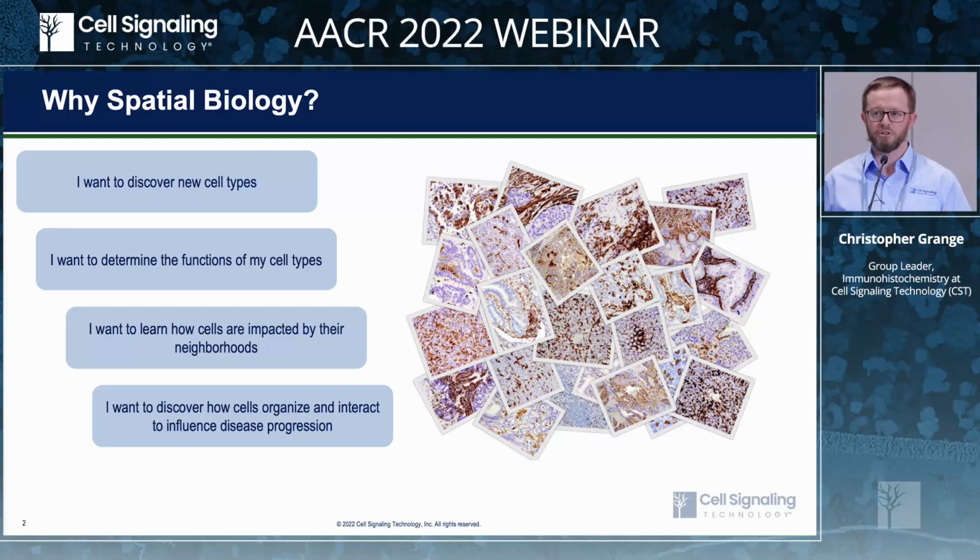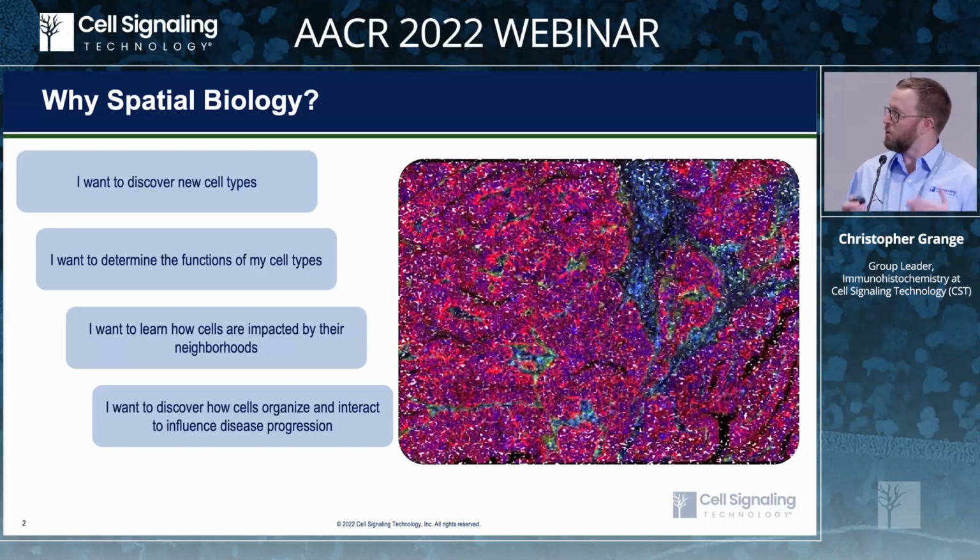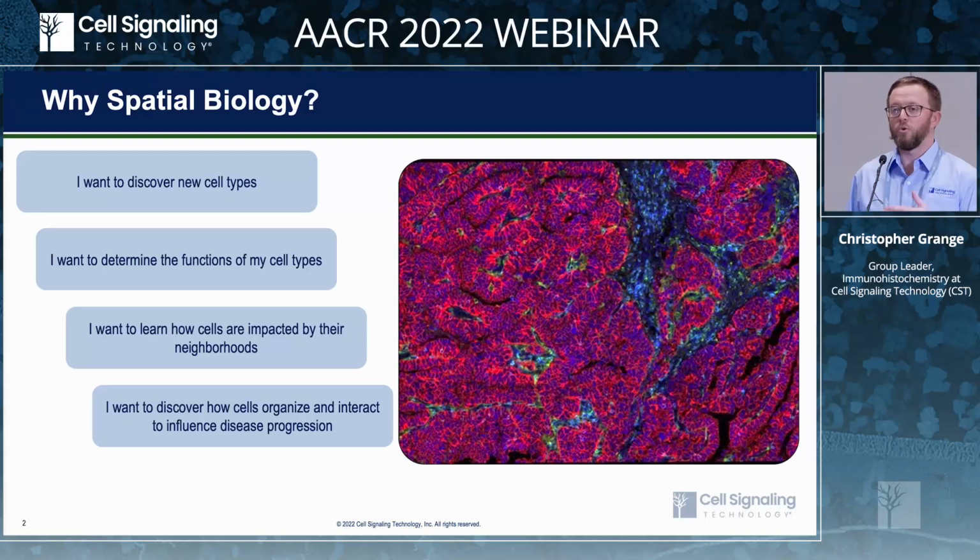What spatial imaging does is it takes those multiple slides, each stained with a single antibody, and it replaces them with one tissue section stained with multiple, sometimes dozens of different antibodies. And this allows us to answer those complex questions about disease progression and treatment.